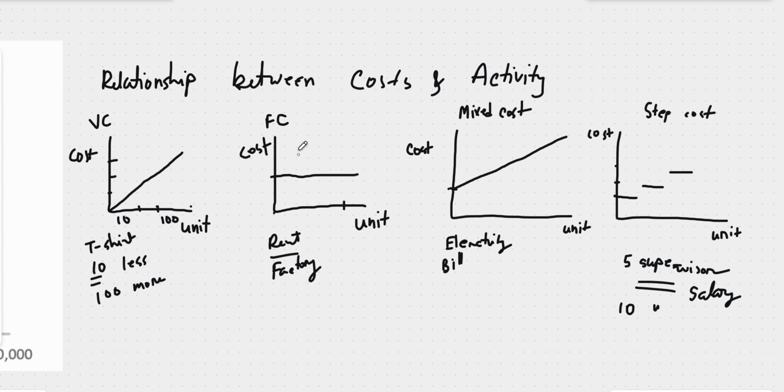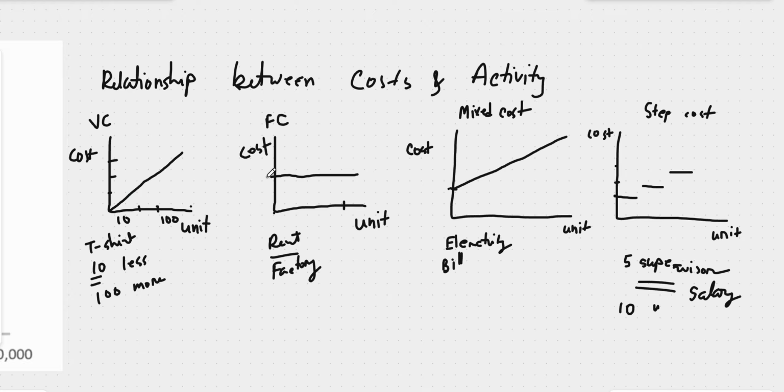So in our cost classification, we have 4 different types of costs. We have variable cost, fixed cost, mixed cost, and step cost. Variable cost is the cost that changes with the number of units. Fixed cost will not change. You have to pay it no matter what, however much production you have.